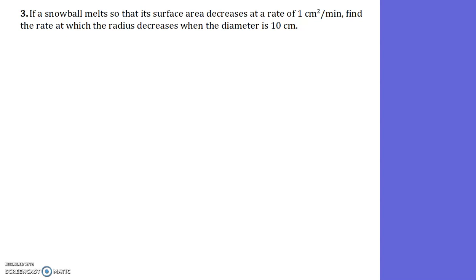If a snowball melts so that its surface area decreases at a rate of 1 centimeter squared per minute, find the rate at which the radius decreases when the diameter is 10 centimeters. Okay. So I'm going to draw my snowball, which is a sphere. So now we're into 3D.